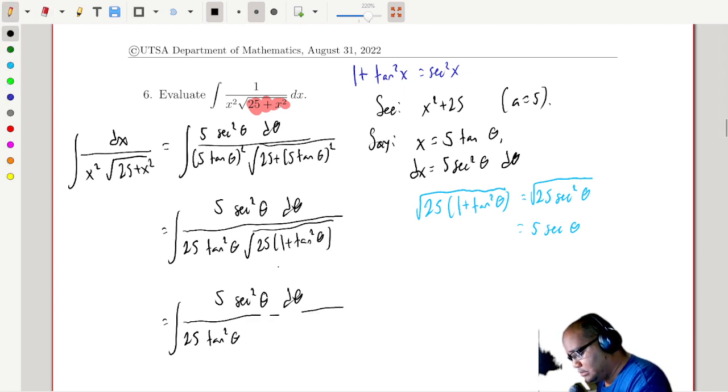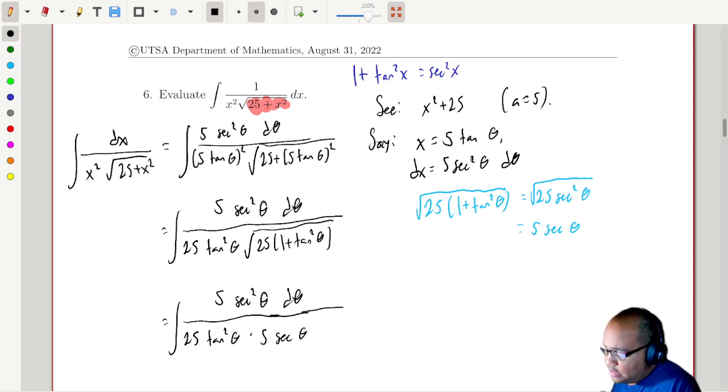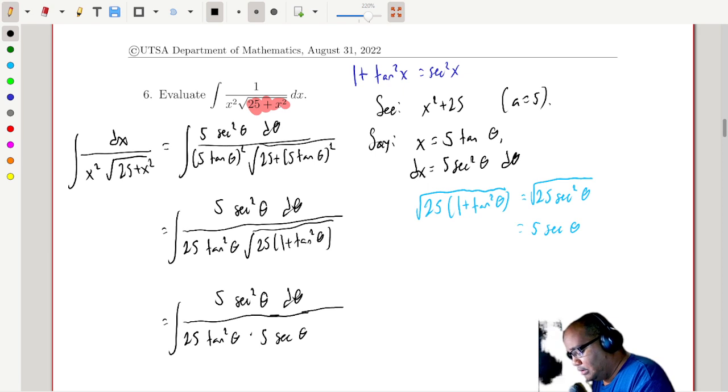So, all this to say the following. I have 5 secant theta here. Now, we're going to be very careful about doing the cleanup here. So, here we go. The 5s can drop. One of the secants can drop.